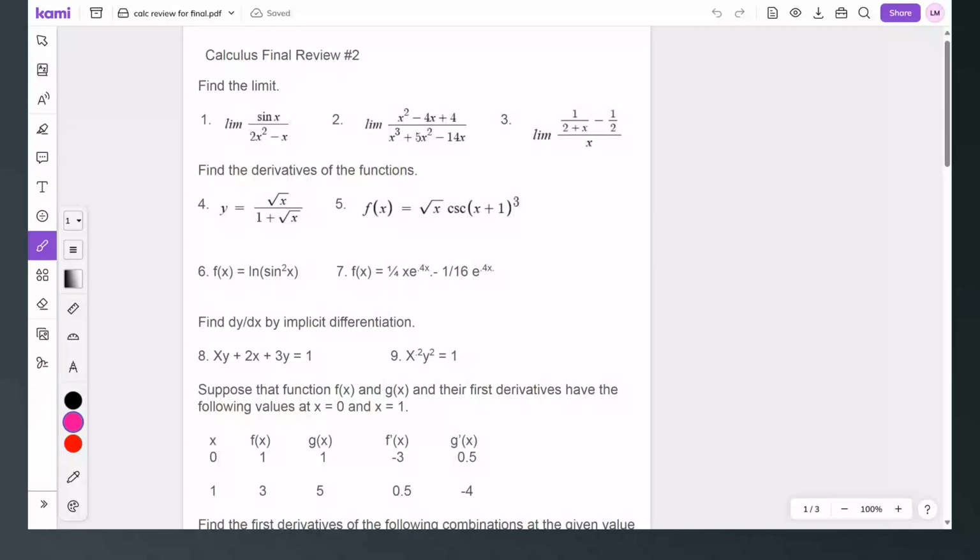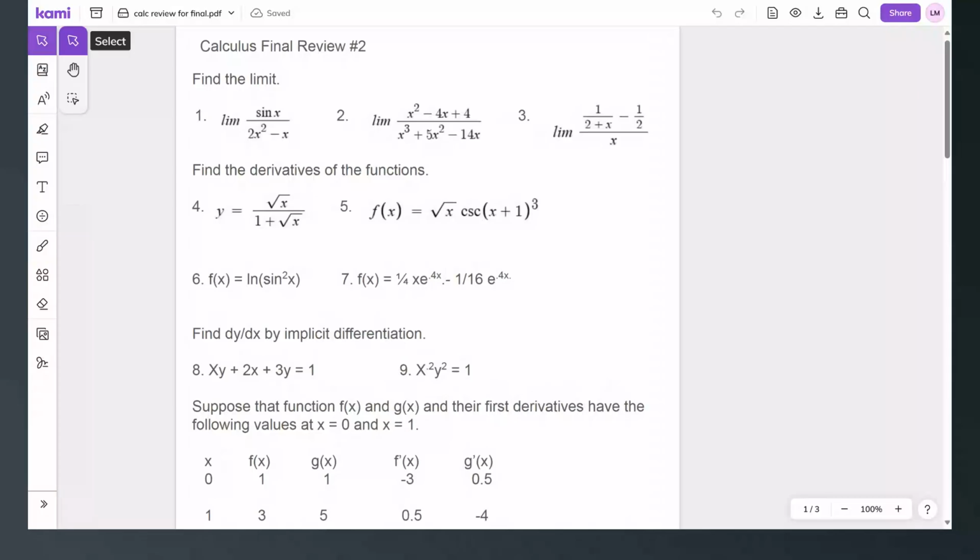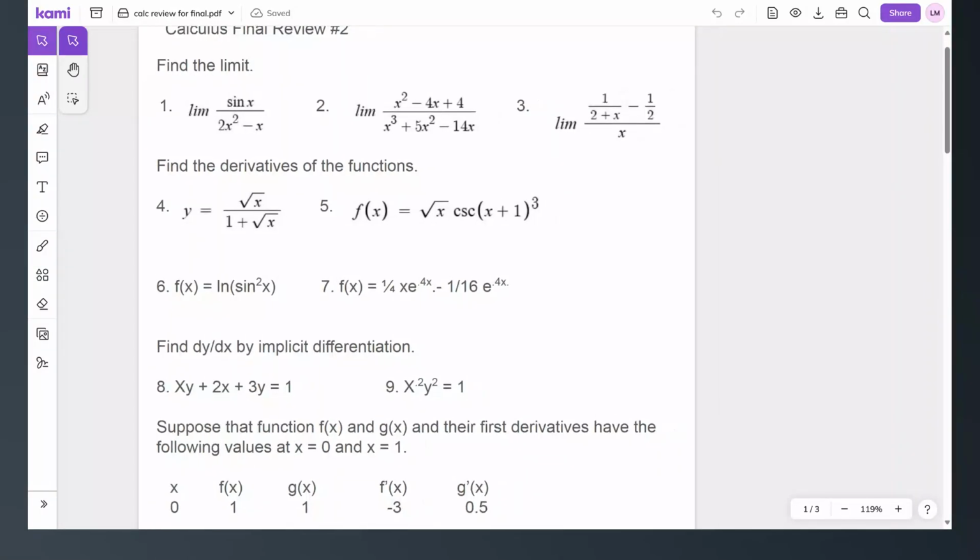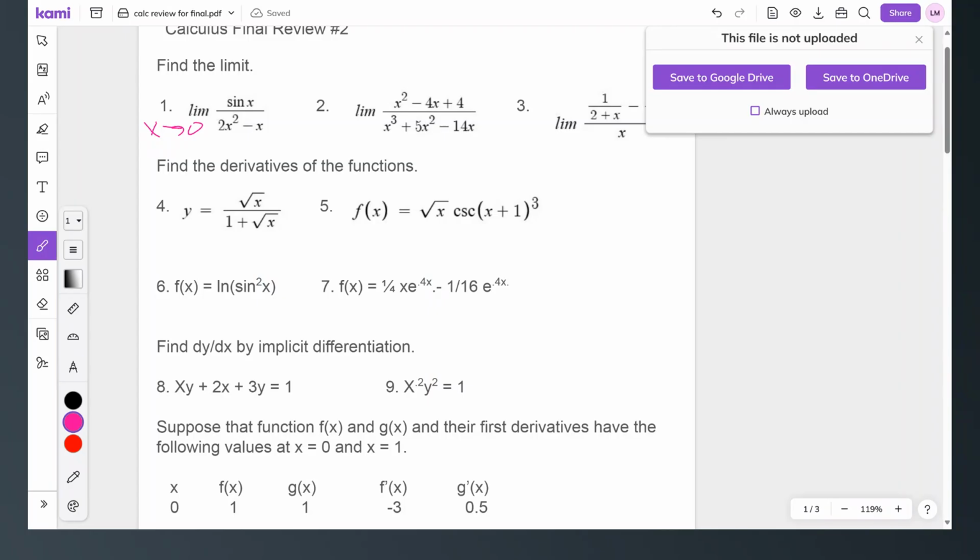Okay, so quick review. Just kind of walk through what to do on the problems. So on number 1, well, first of all, these are as x approaches 0. All of these, all of the limits on 1, 2, and 3. So straight plug in 1 first. You get 0 over 0.